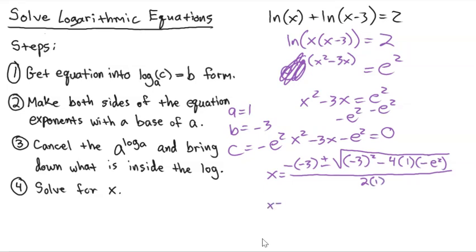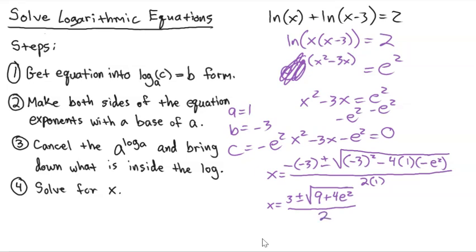So let's clean this up a little bit. We get x is equal to negative 3 is just 3, plus or minus the square root of, well, negative 3 squared, that's 9. Now, negative 4 times 1 is negative 4. And then negative 4 times negative e squared, we have a negative times a negative. That's a positive. So we have positive 4 times e squared, which is just plus 4e squared. All over 2 times 1 is just 2. So this is our x.